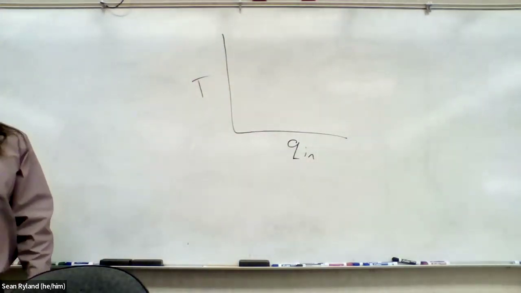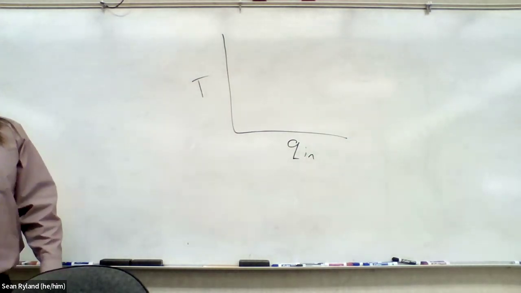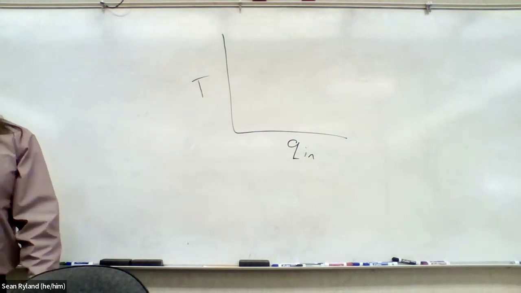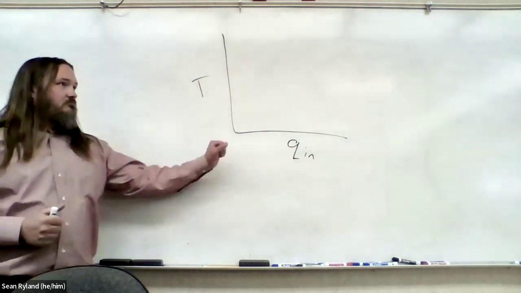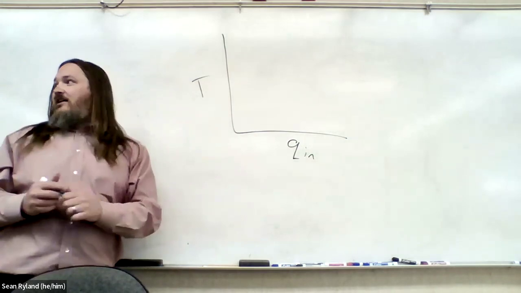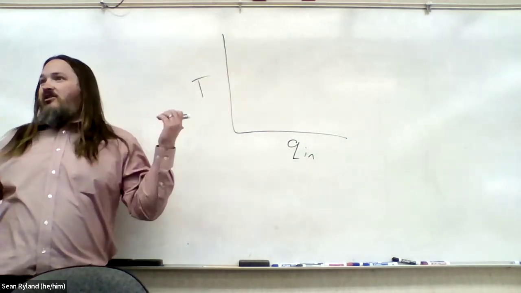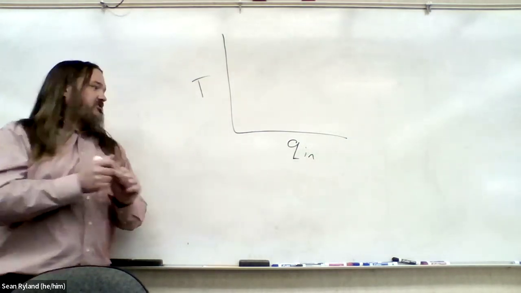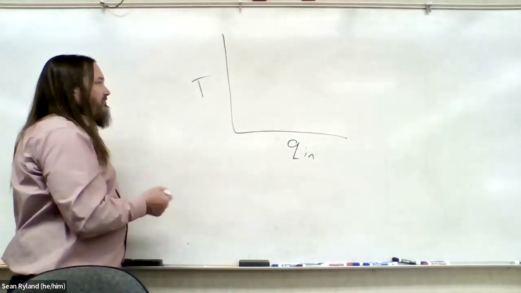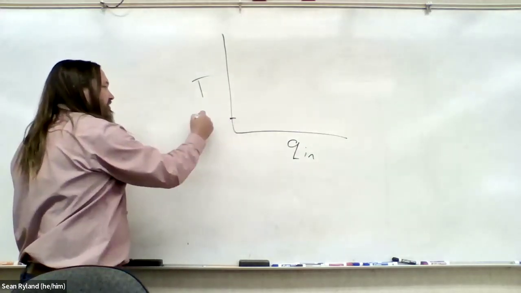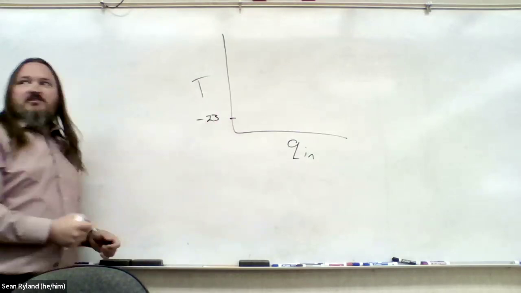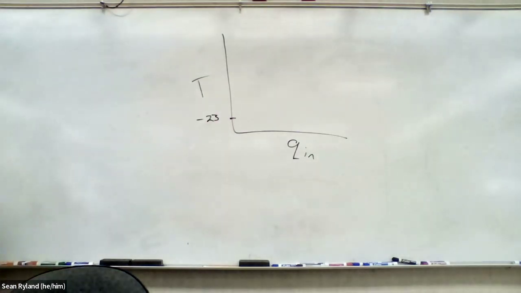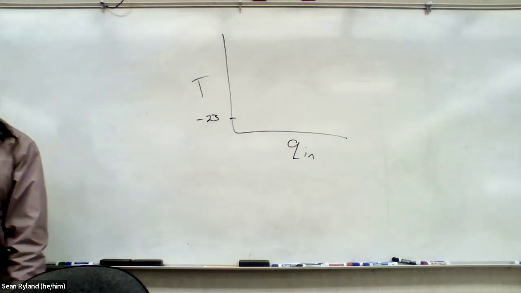Right, so when we dump energy into the system, first off, where are we starting? Yeah, at time equals 0, then Q is 0. So we're starting right here, and we're starting at minus 23 Celsius. And when we dump energy in, what's going to happen initially? Right, like consistently.